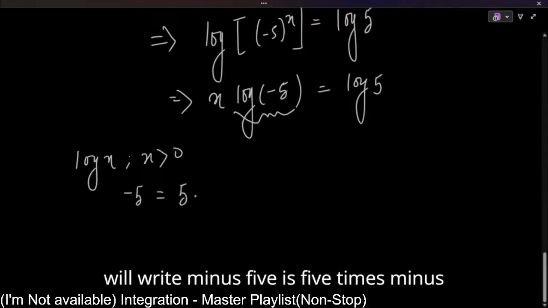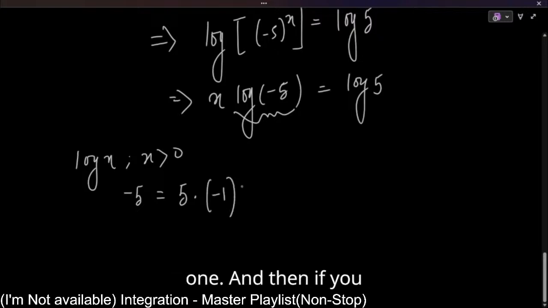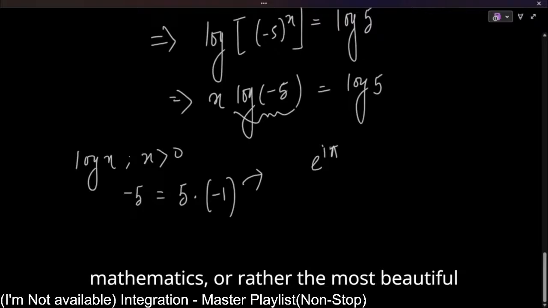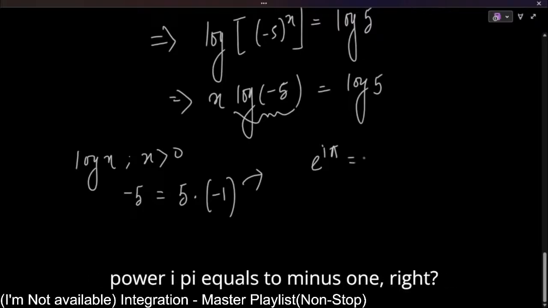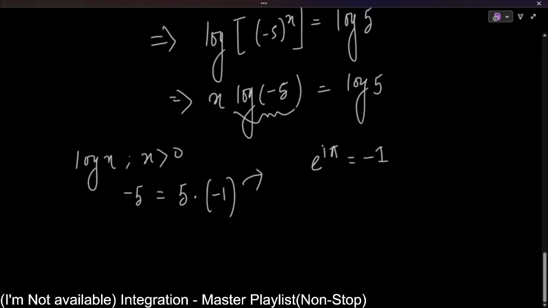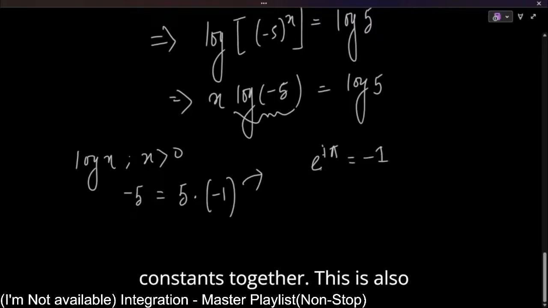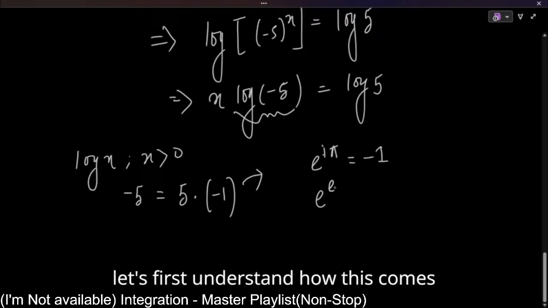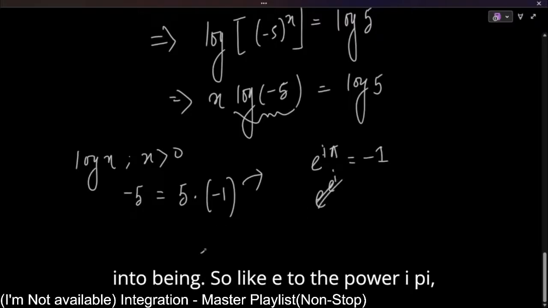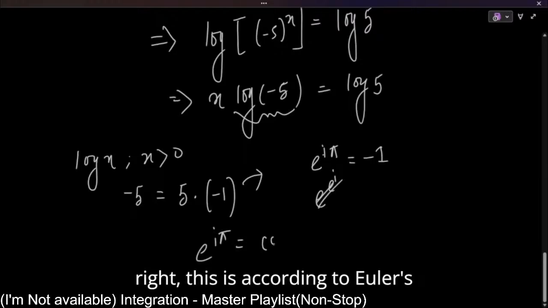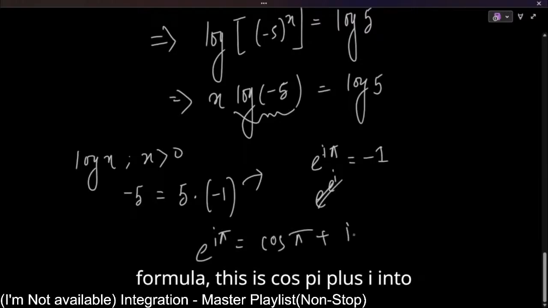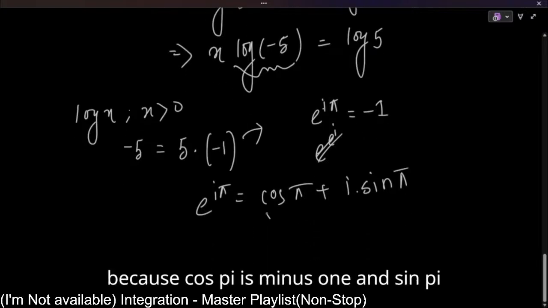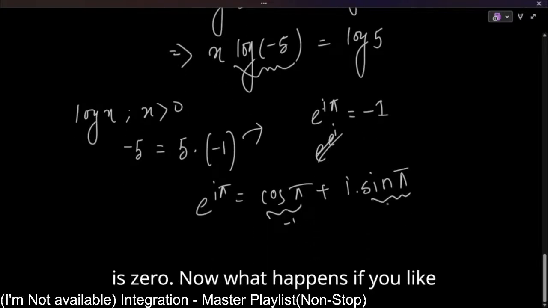First of all, we will write -5 as 5 times -1. Then, if you remember the most beautiful equation in mathematics, e to the power i pi equals -1, it connects all four important constants together. Let's first understand how this comes into being. e to the power i pi, according to Euler's formula, is cos pi plus i times sine pi. That is what brings about the -1, because cos pi is -1 and sine pi is 0.